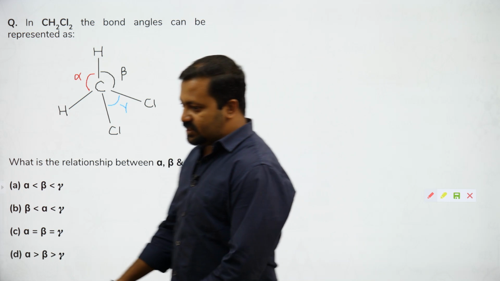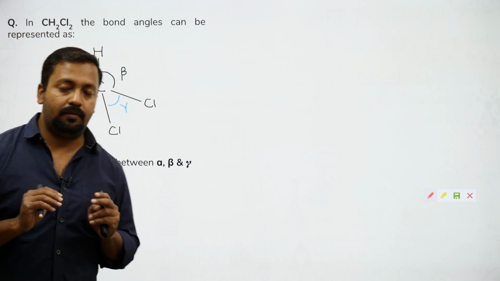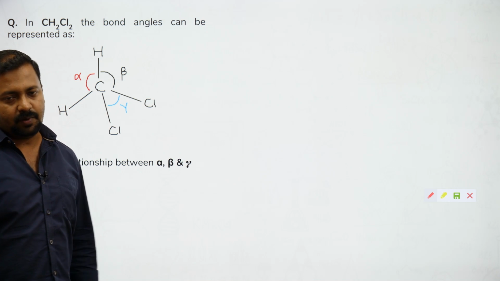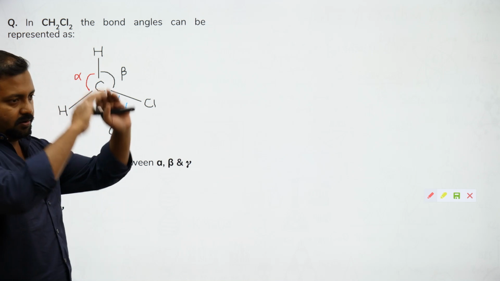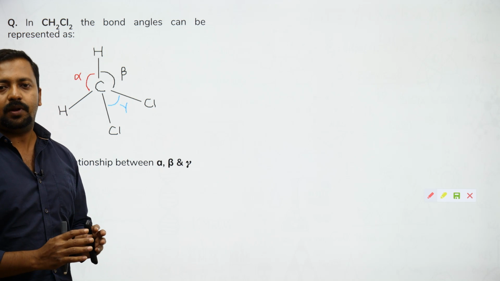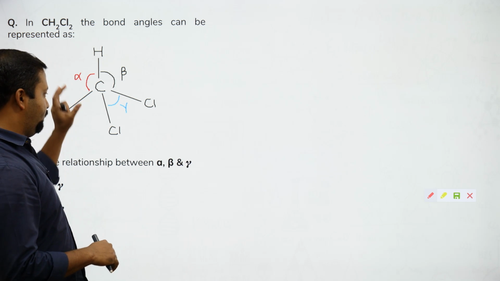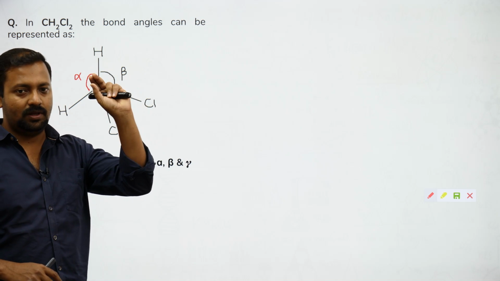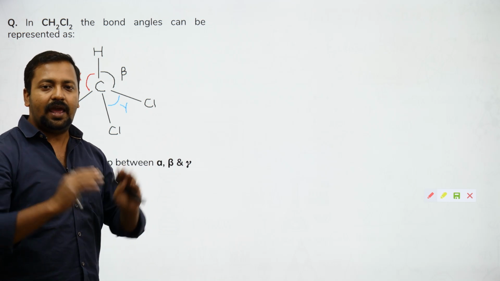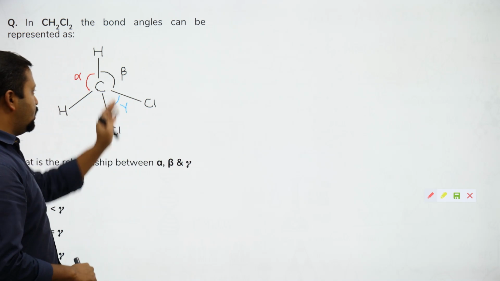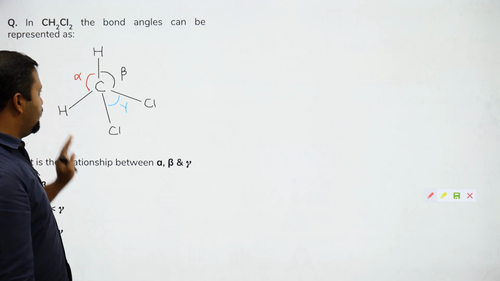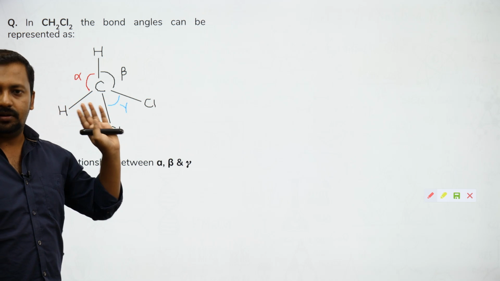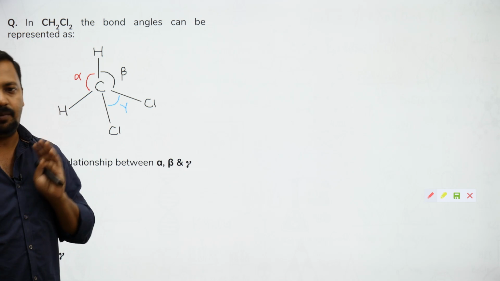Generally people presume that CH2Cl2 is sp3 hybridized, so bond angle will be 109 degree 28 minutes. They are not wrong in this, but this 109 degree 28 minutes would be there for CCl4, or where all the atoms are alike, or CH4. But in CH2Cl2 the atoms are non-alike. So we cannot say that alpha, beta and gamma will be equal.